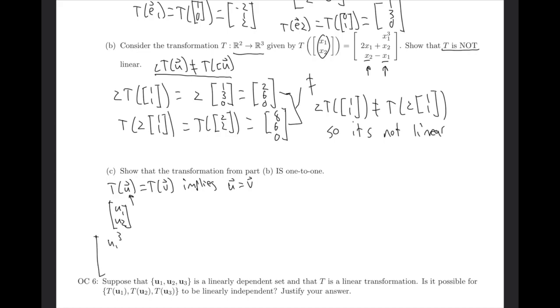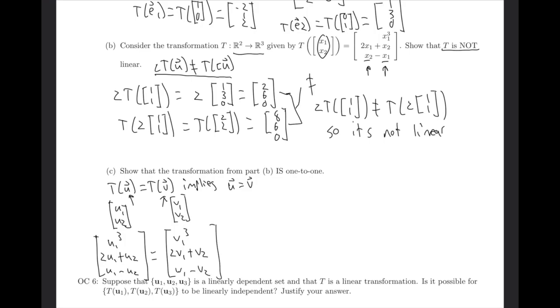u1 cubed, 2u1 plus u2, and then u1 minus u2, is going to be equal to, here we have v is v1, v2, and we have v1 cubed, 2v1 plus v2, and then v1 minus v2.